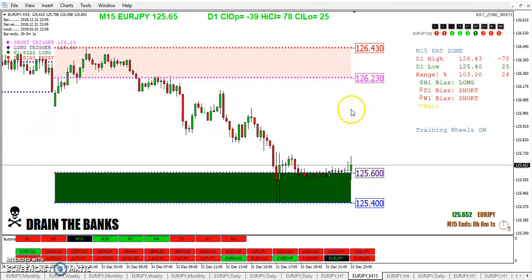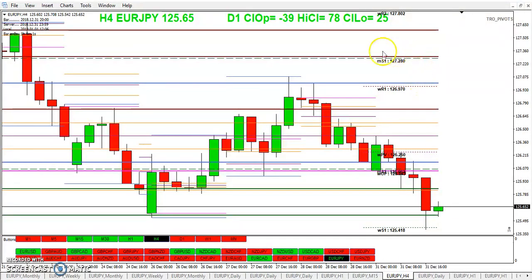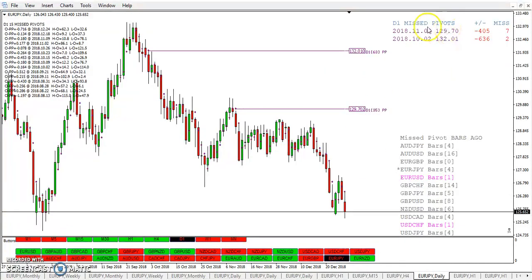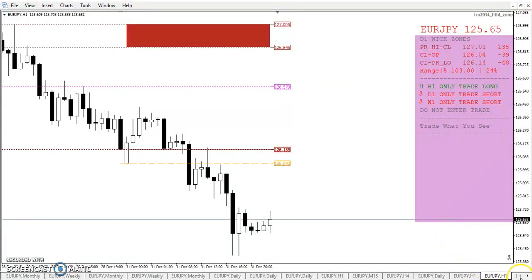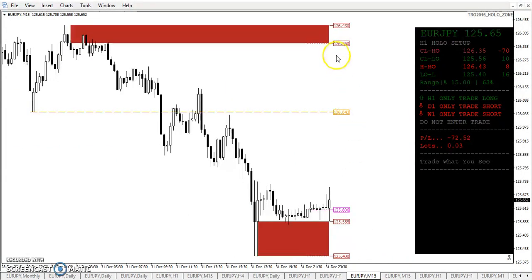Rat zone, it's just a staple. We may or may not look at this on a daily basis. Same thing with the pivots. Sometimes it's nice to know the weekly pivots, but we know we only had 2 missed pivots. Once again, a profitable trade. It's hard to turn your back on profitable trades. Price action, just because it's price action. And the wick zone, we've been talking about that. We're going to use it on different time frames.